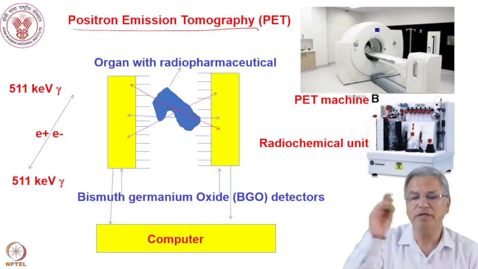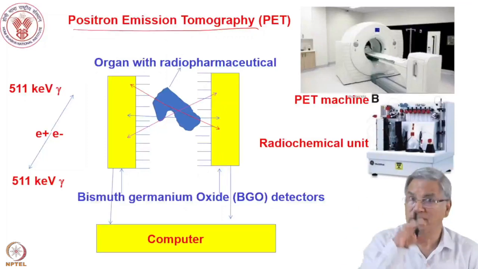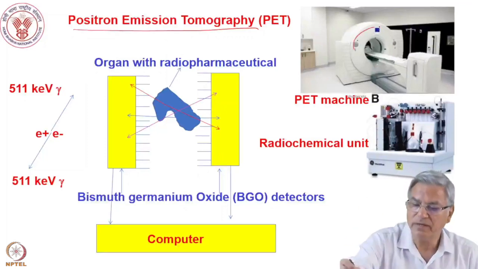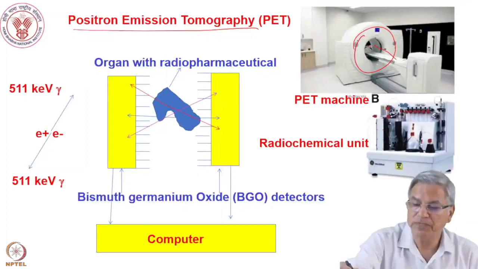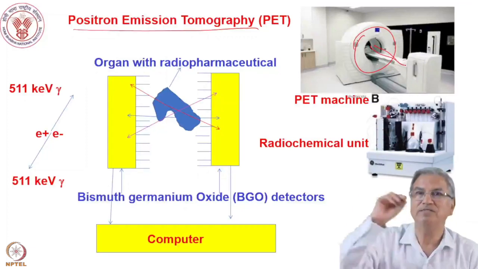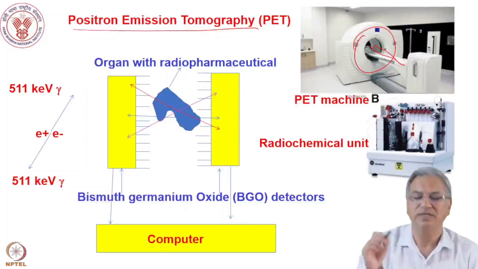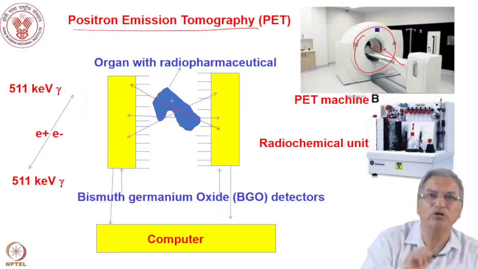So now you have a ring of detectors. It is not a single detector. You have a ring, and the patient, like in MRI, is made to lie here. The detectors encircle the patient. So suppose you have an organ here.